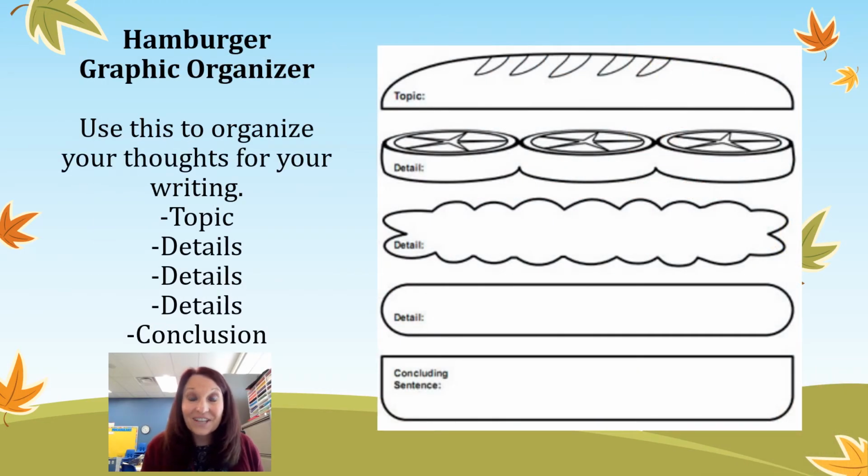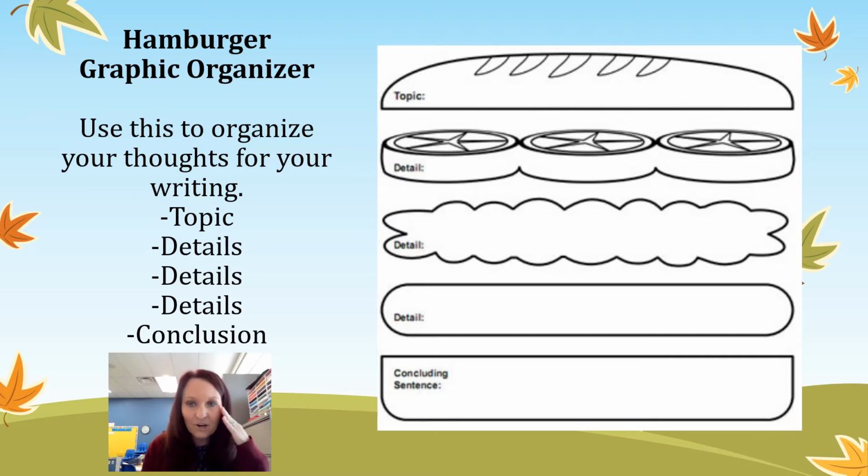All right, boys and girls, this week is where we're going to tie in the information that you learned from your writing assignments last week when I asked you to watch the videos about hamburger writing. We're going to put it into practice this week. So on the right-hand side of your screen, you see a hamburger graphic organizer. This is what we're going to use to organize our informational writing.